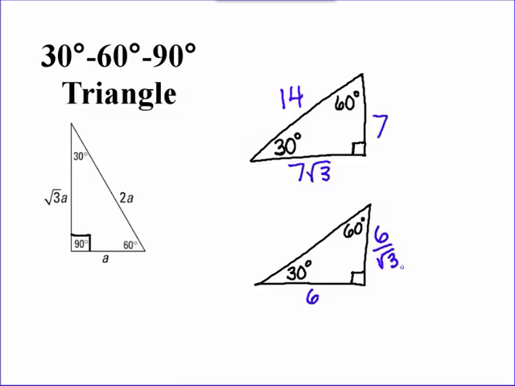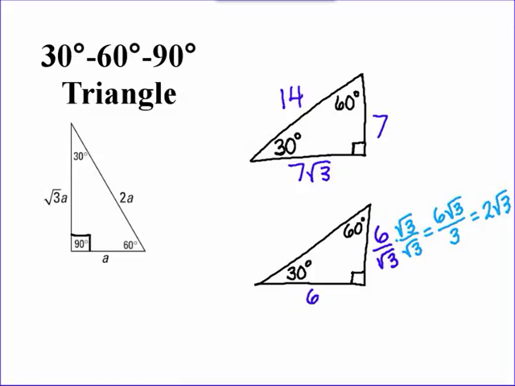Now, of course, you can't get a root 3 at the top and over 3, so you've got to get rid of the root 3 here. So let's multiply by root 3 over root 3. You end up getting 6 root 3 over 3, which is 2 root 3. Good. So that was kind of a pain.